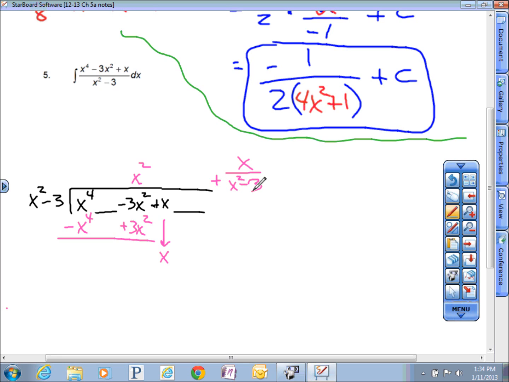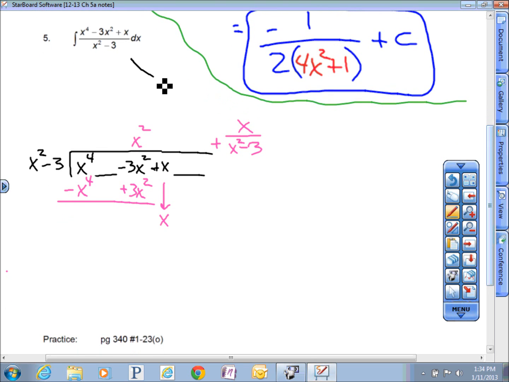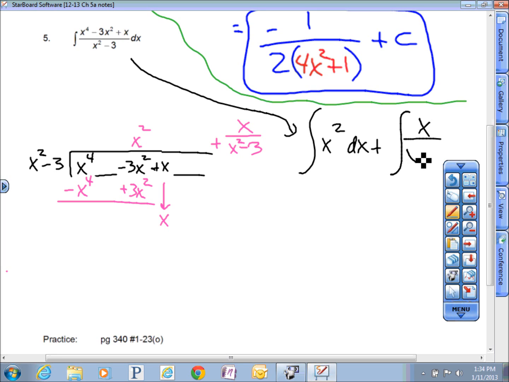So this thing up here in the numerator is how I'm going to rewrite this problem. So this original problem is the same as trying to integrate x squared dx plus x over x squared minus 3 dx. So what we just did is we turned that original problem into 2 separate integrals. And I will tell you, I really like this first one. That first one looks pretty nice to me.